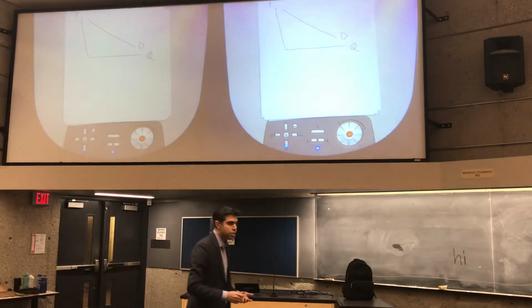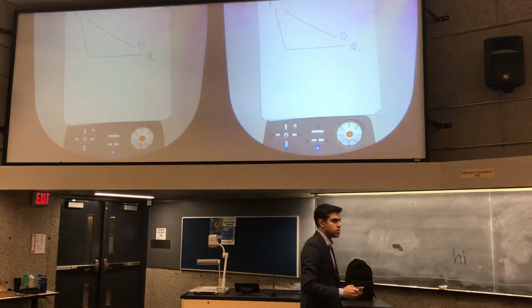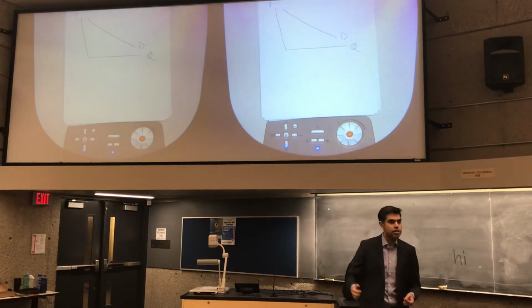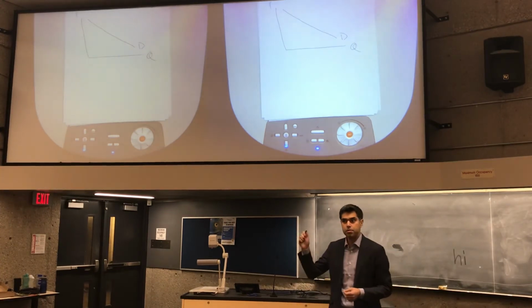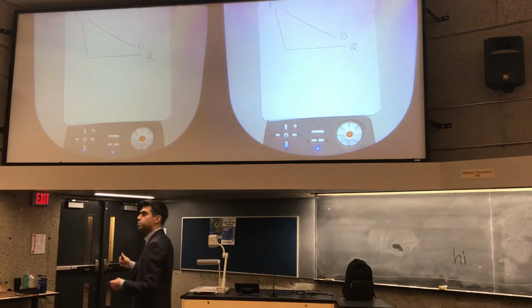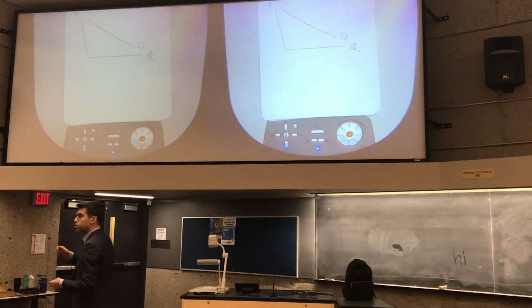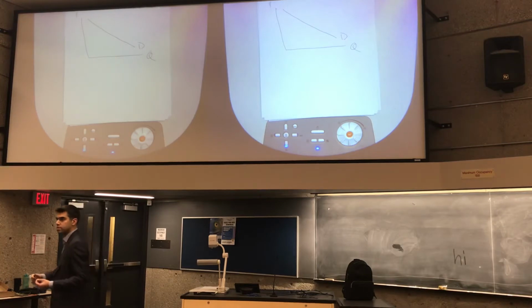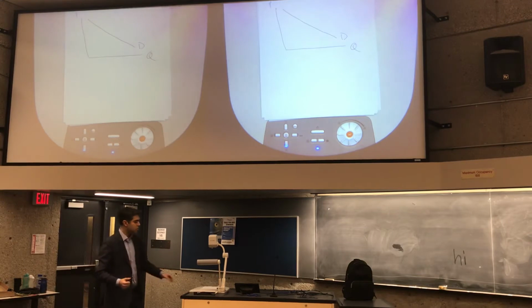Demand is a function that says that you have a negative relationship. There's a negative relationship between prices and quantities. As the price of something goes up, you will demand fewer quantities. If the price of something comes down, you will demand more quantities.